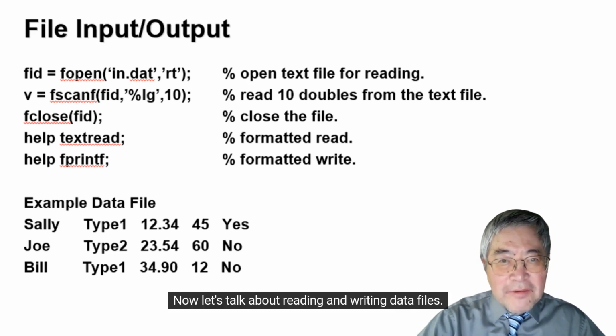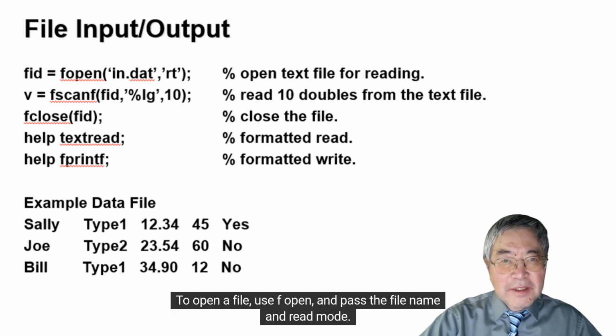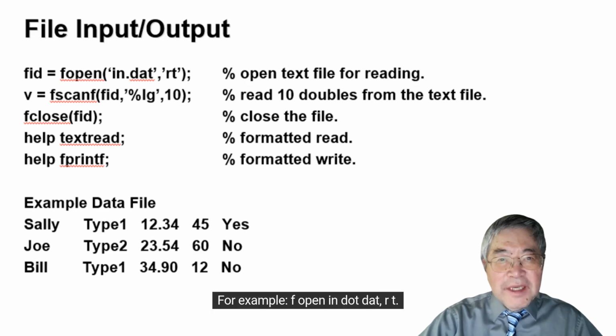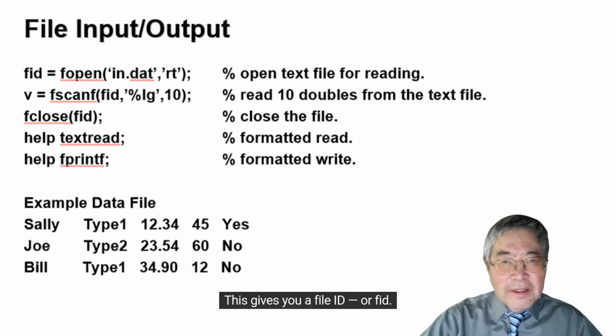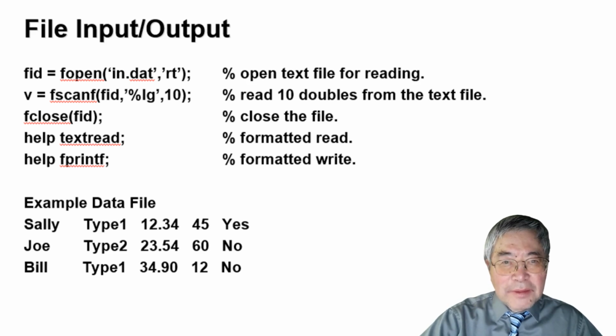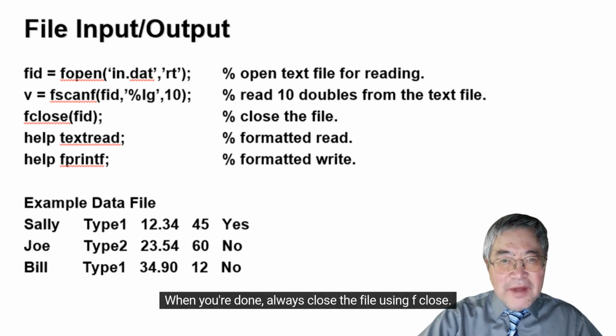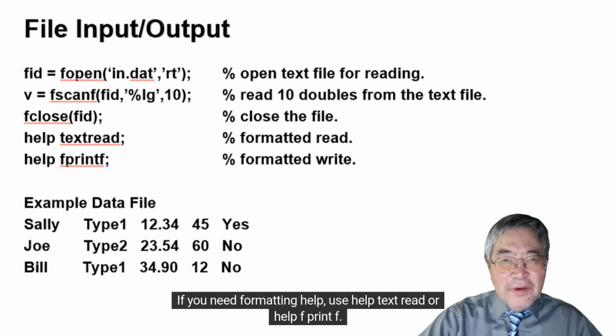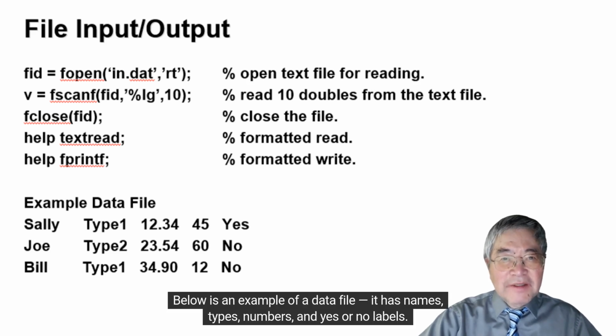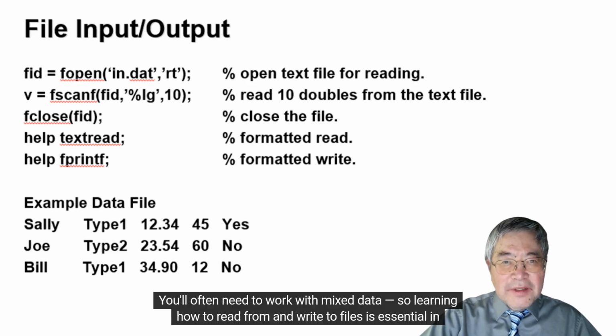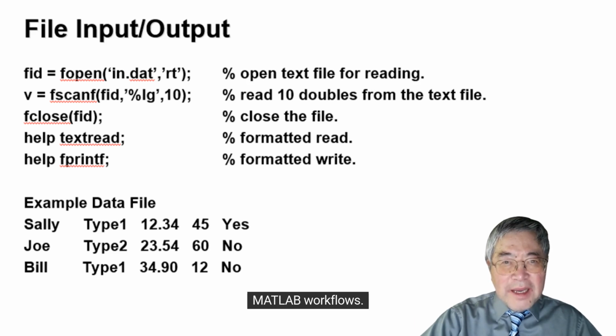Now let's talk about reading and writing data files. To open a file, use fopen and pass the file name and read mode. For example, fopen of the file name with 'rt'. This gives you a file ID, or a FID. Use fscanf to read numbers from the file. When you're done, always close the file using fclose. If you need formatting help, use help textread or help fprintf. Below is an example of a data file. It has names, types, numbers, and yes or no labels. You'll often need to work with mixed data, so learning how to read from and write to files is essential in Matlab workflows.